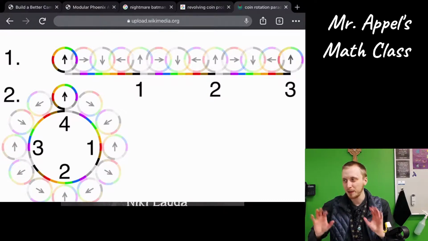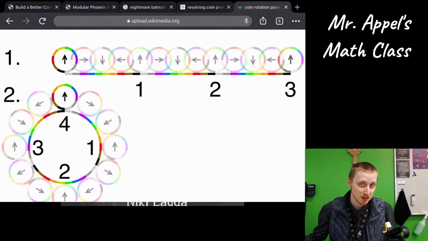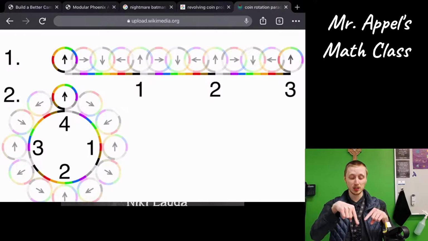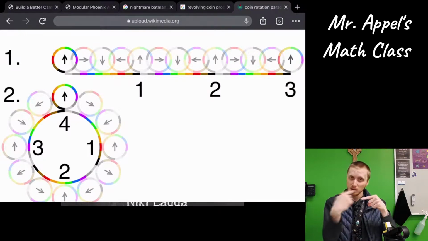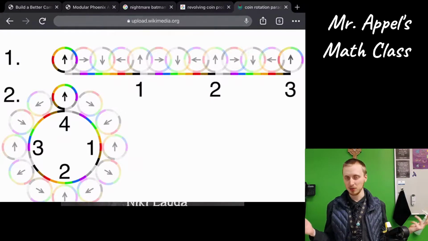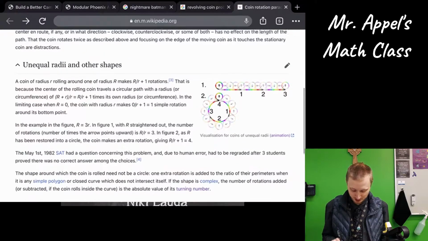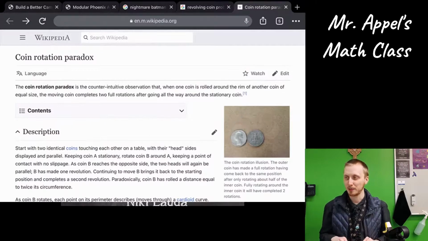It's a little bit tricky to wrap your head around. But it's really cool. This is a great thing you can use to win some easy bets. Be like, take out 2 quarters, set them down, don't move them, be like, okay, if I was to hold 1 quarter still and roll the other one around, how many times is it going to spin? Most people will assume it's going to go 1 time around. Be like, no, it's 2, right? So share that with your friends and younger siblings and blow their minds. Okay, the coin rotation paradox.